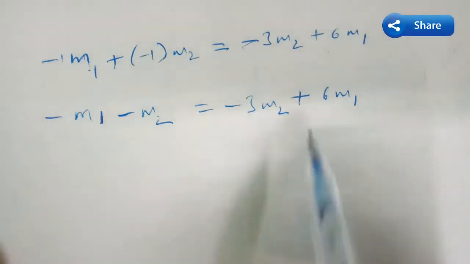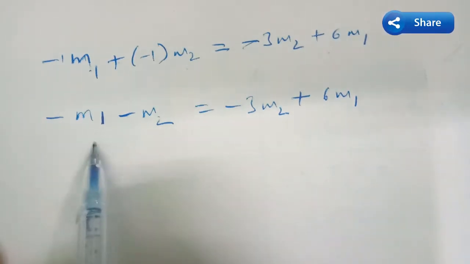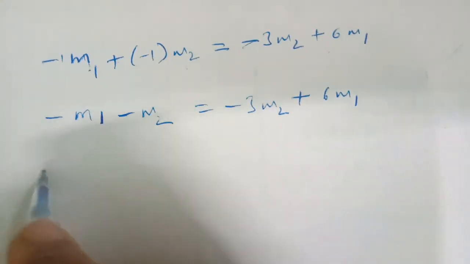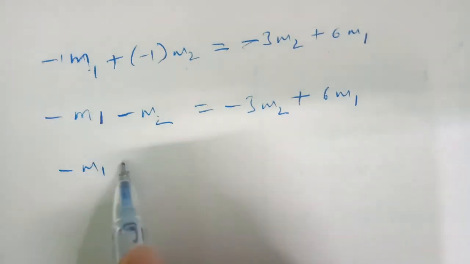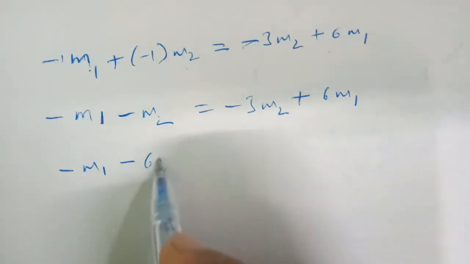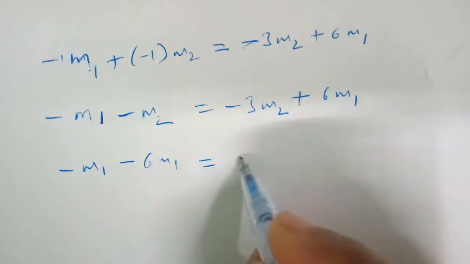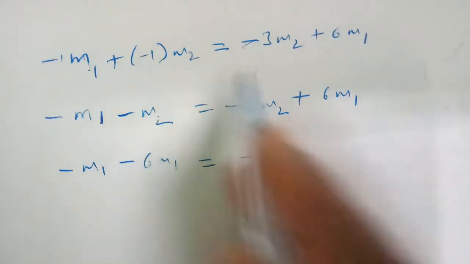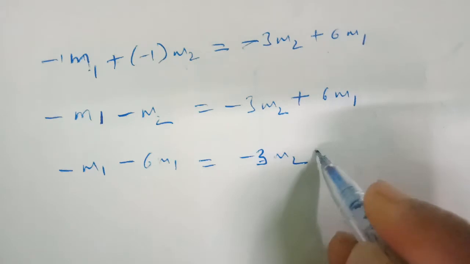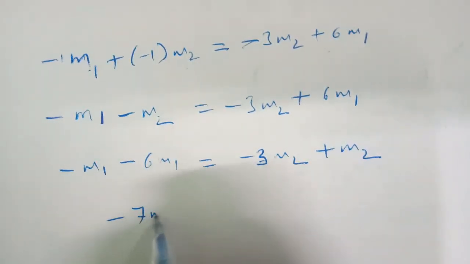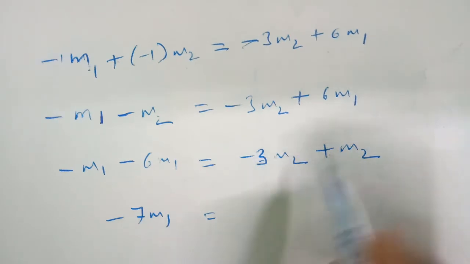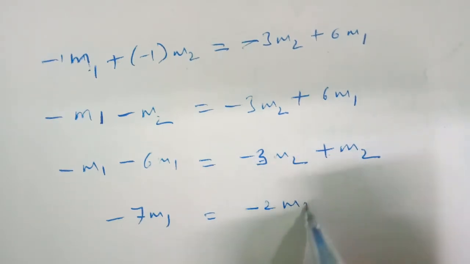Now take the m1 terms to the left-hand side and the m2 terms to the right-hand side. This gives -m1 minus 6 m1 equal to -3 m2 plus m2. After calculation, it gives -7 m1 equal to -2 m2.